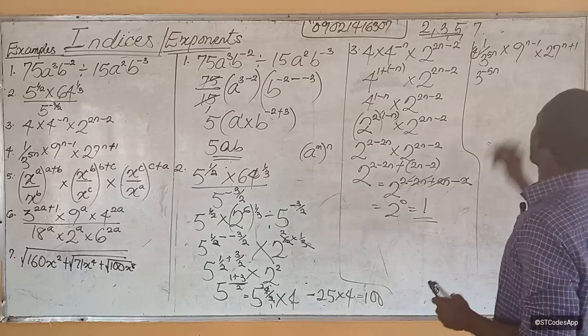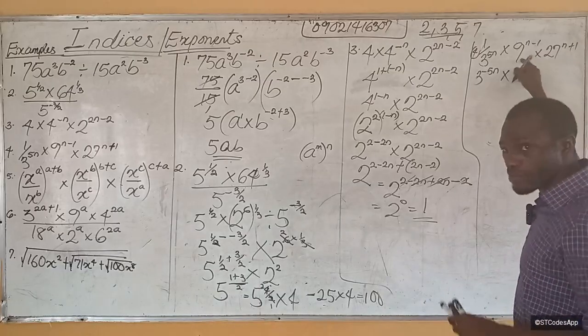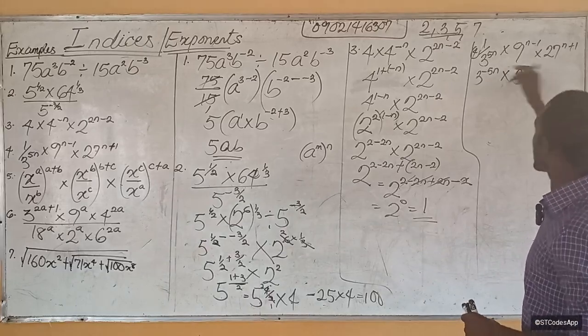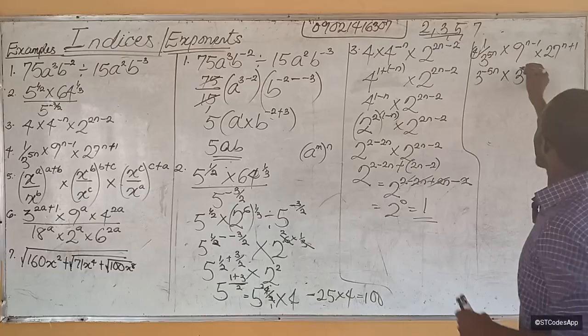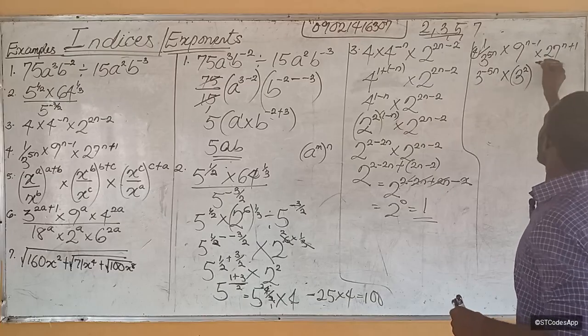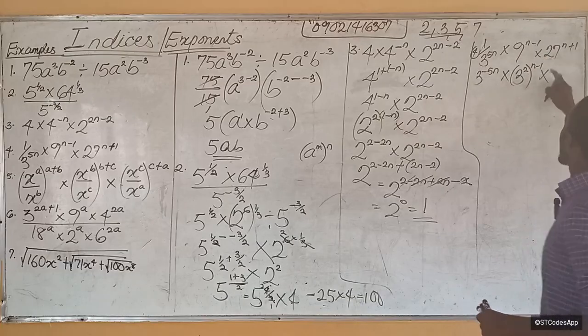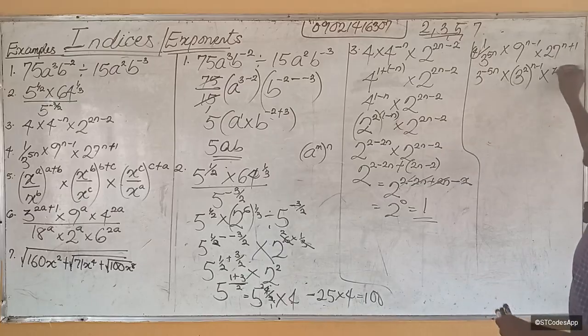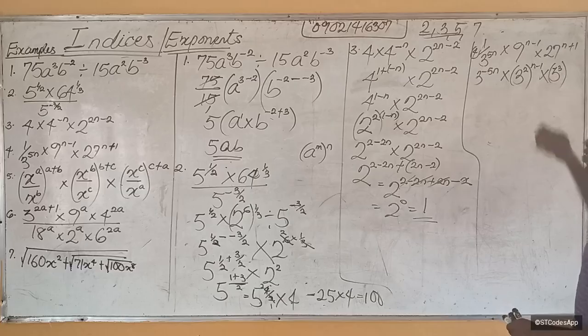So I now have multiplied by, what is 9? Let's express 9 first. 9 is 3 squared in terms of this base. Now, this 3 squared is raised to the power n minus 1, multiplied by, what is 27? It is 3 cubed. That's 27.